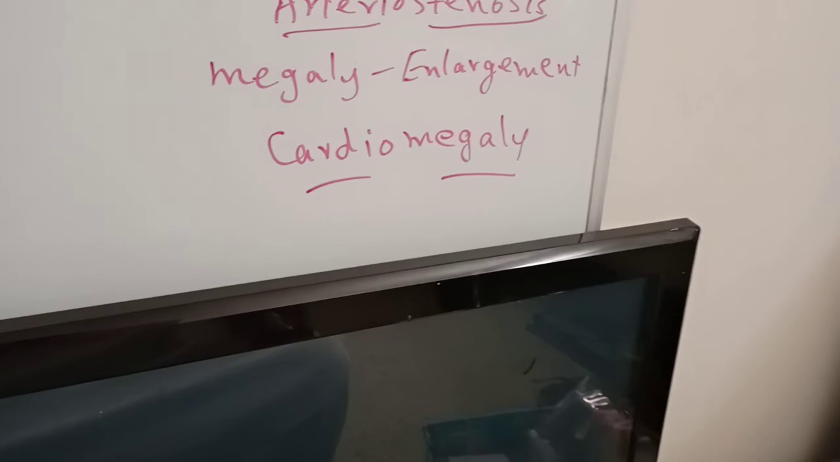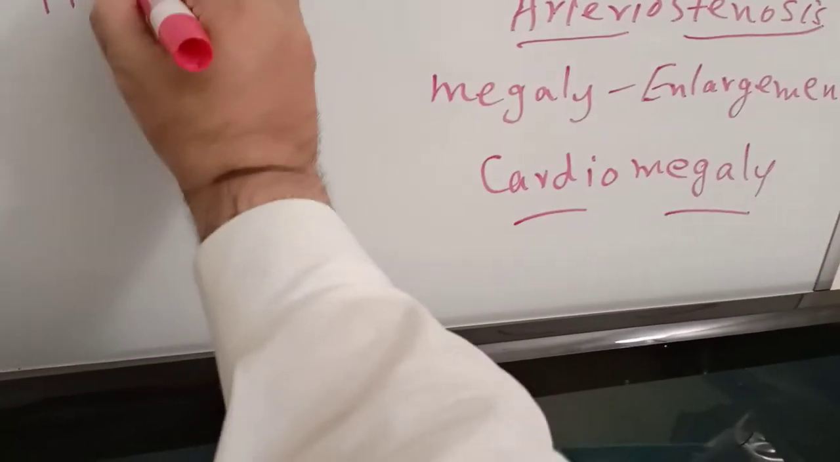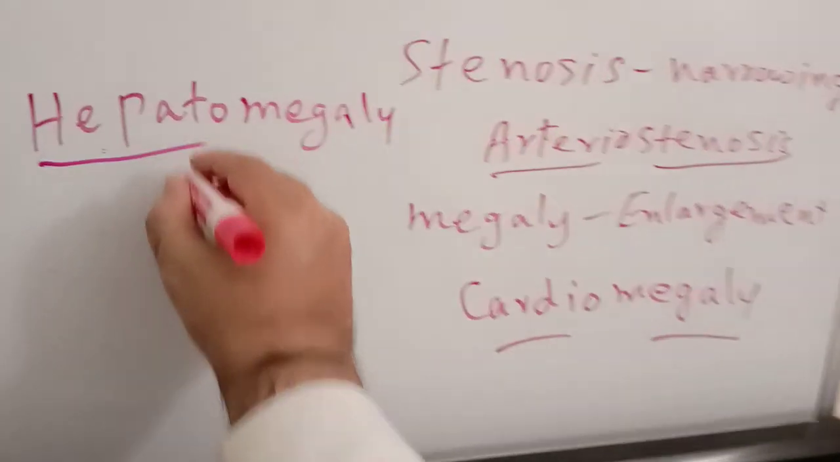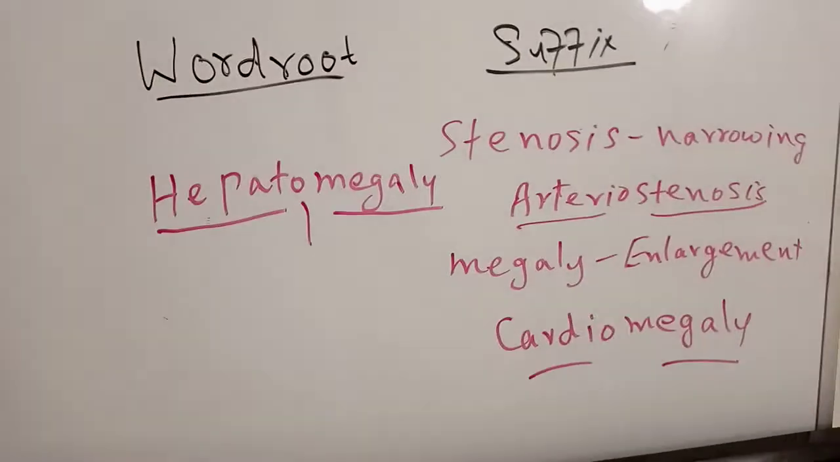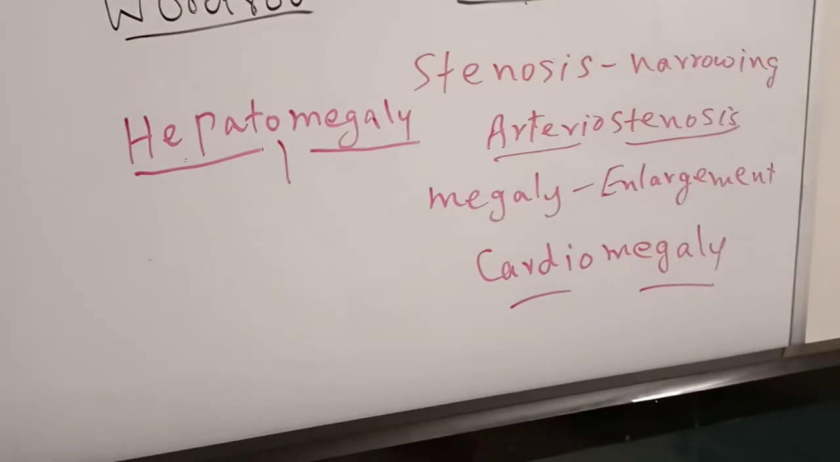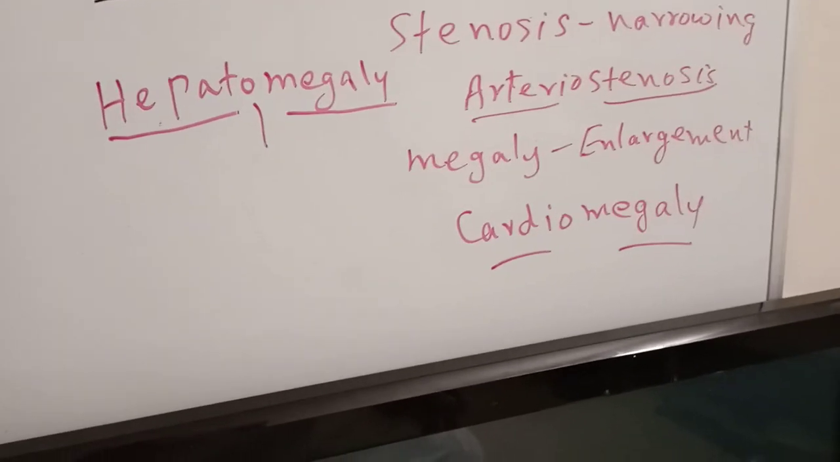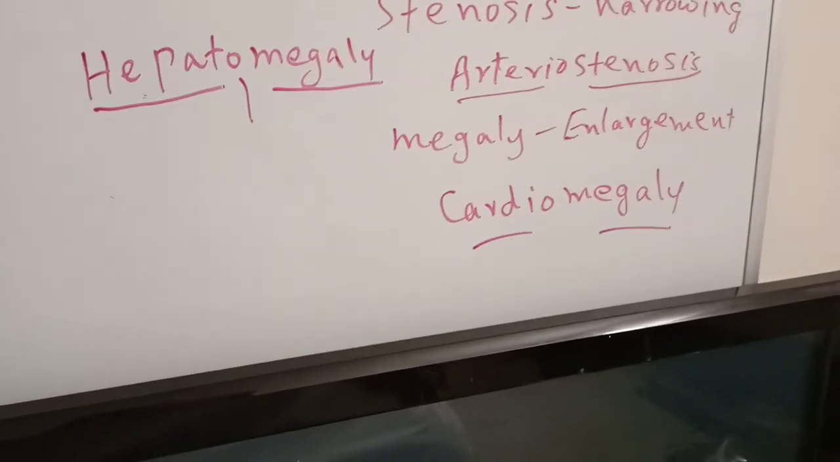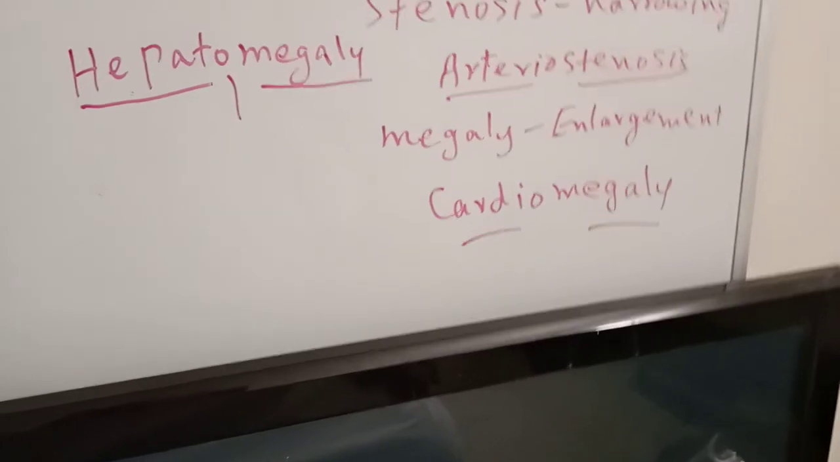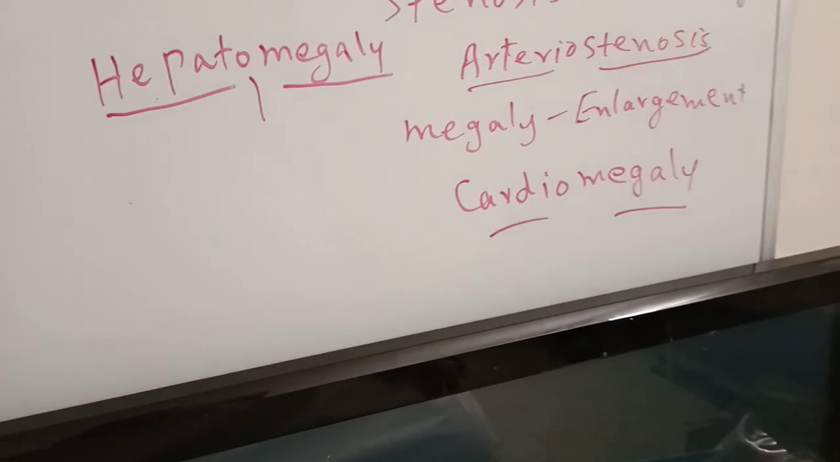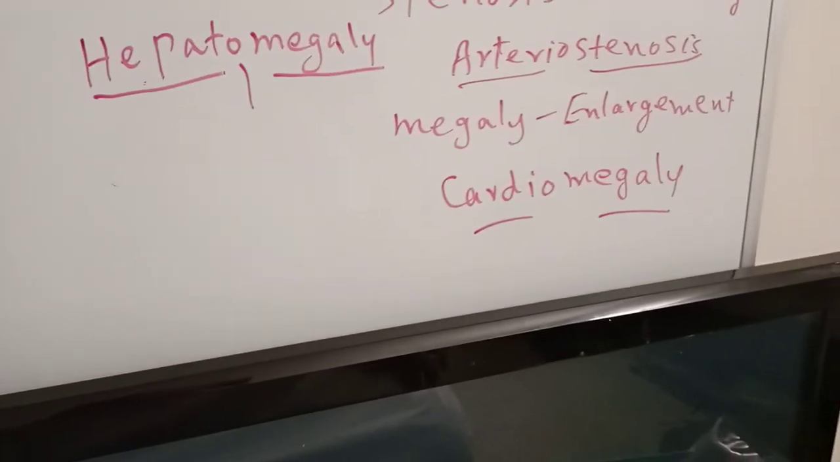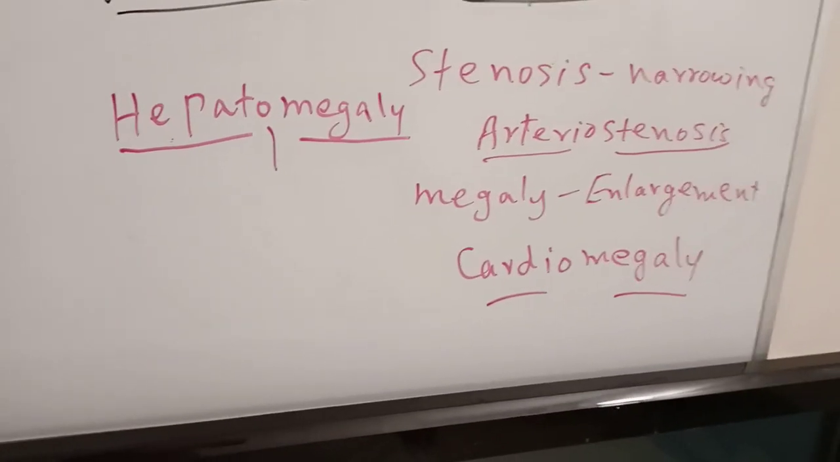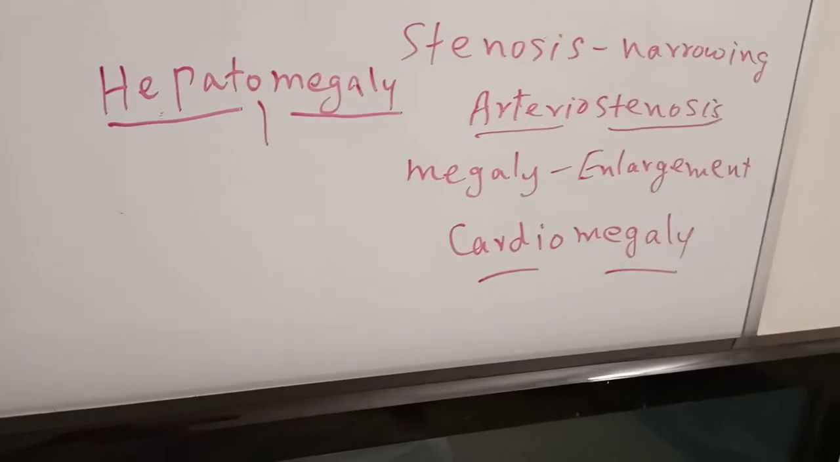The other place we can use megaly is hepatomegaly. Hepat is liver, megaly is enlargement, O is the vowel. Hepatomegaly, so this is enlarged liver. Sometimes the liver is enlarged, like in the initial stages of cirrhosis, hepatitis, if there is a tumor or cancer in the liver. Even in congestive cardiac failure, the liver will enlarge. So this is known as hepatomegaly.